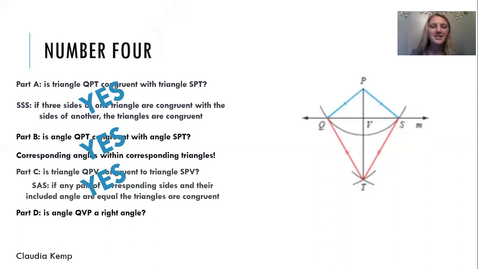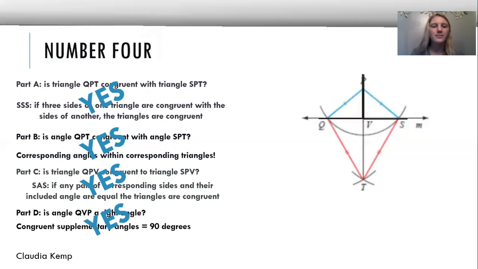Part D asks, is angle QVP a right angle? Well, we already know that congruent supplementary angles would be 90 degrees. So since they are supplementary angles, which I said earlier, both of these angles here, 1, 2, equal 180 degrees. They look the same and they make a perfect 90-degree angle, which you already know. So they would be 90 degrees, equal 180.